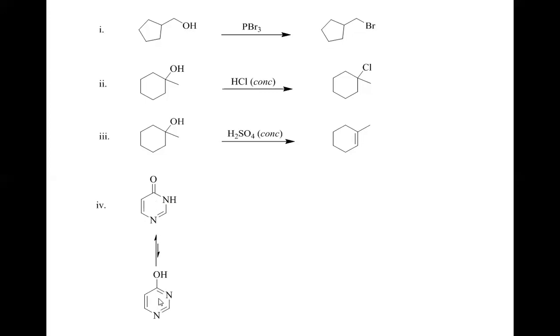It is this tautomer that will react with thionyl chloride, SOCl2, to afford chlorine in place of the hydroxy group. So overall, this molecule is transformed into this molecule with the help of thionyl chloride via this tautomeric form.